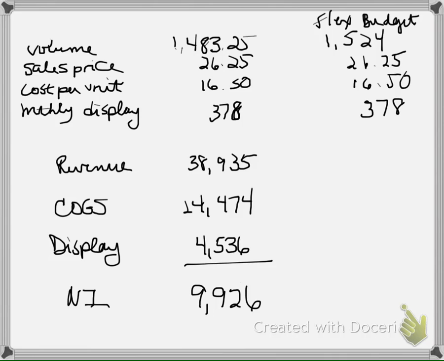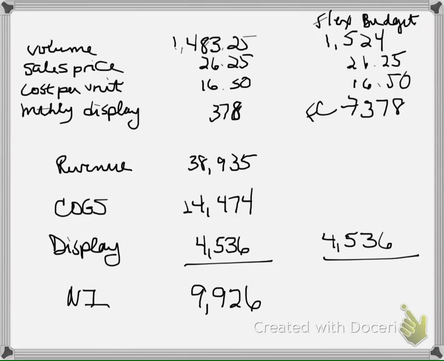So the first thing I can think about when I'm doing my flexible budget is my fixed costs. So this $378 is a fixed cost. It's unrelated to the volume. I just pay a monthly charge. Doesn't matter how much business I do or how little business I do. So my fixed costs are going to be the same across all my different flexible budgets. So I know my display cost is going to remain at $4,536.